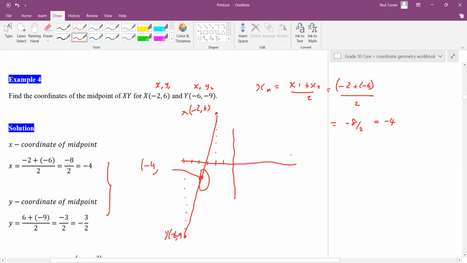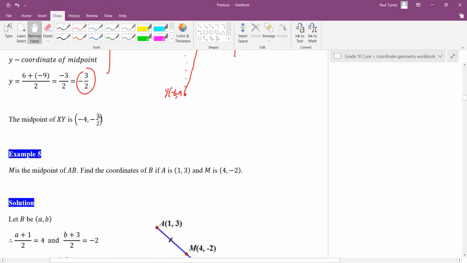And now we want the y coordinate. So ym, m stands for midpoint, would be y1 plus y2 divided by 2. So add your two y coordinates: 6 plus -9, divided by 2. 6 minus 9, that's -3 on 2. So that's your answer. You probably don't need the graph for these problems as long as you understand the formula. Graphing might help with the more complicated problems.